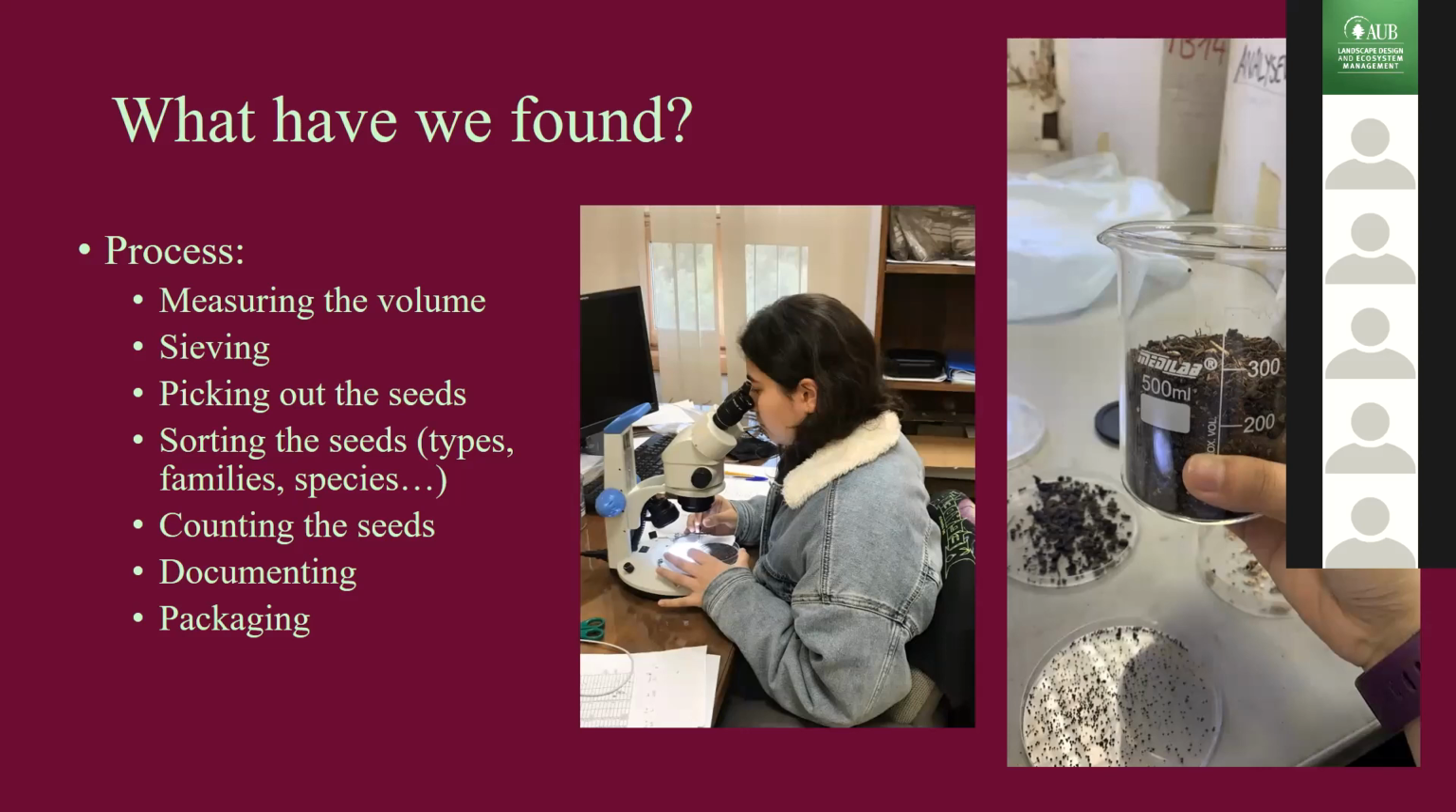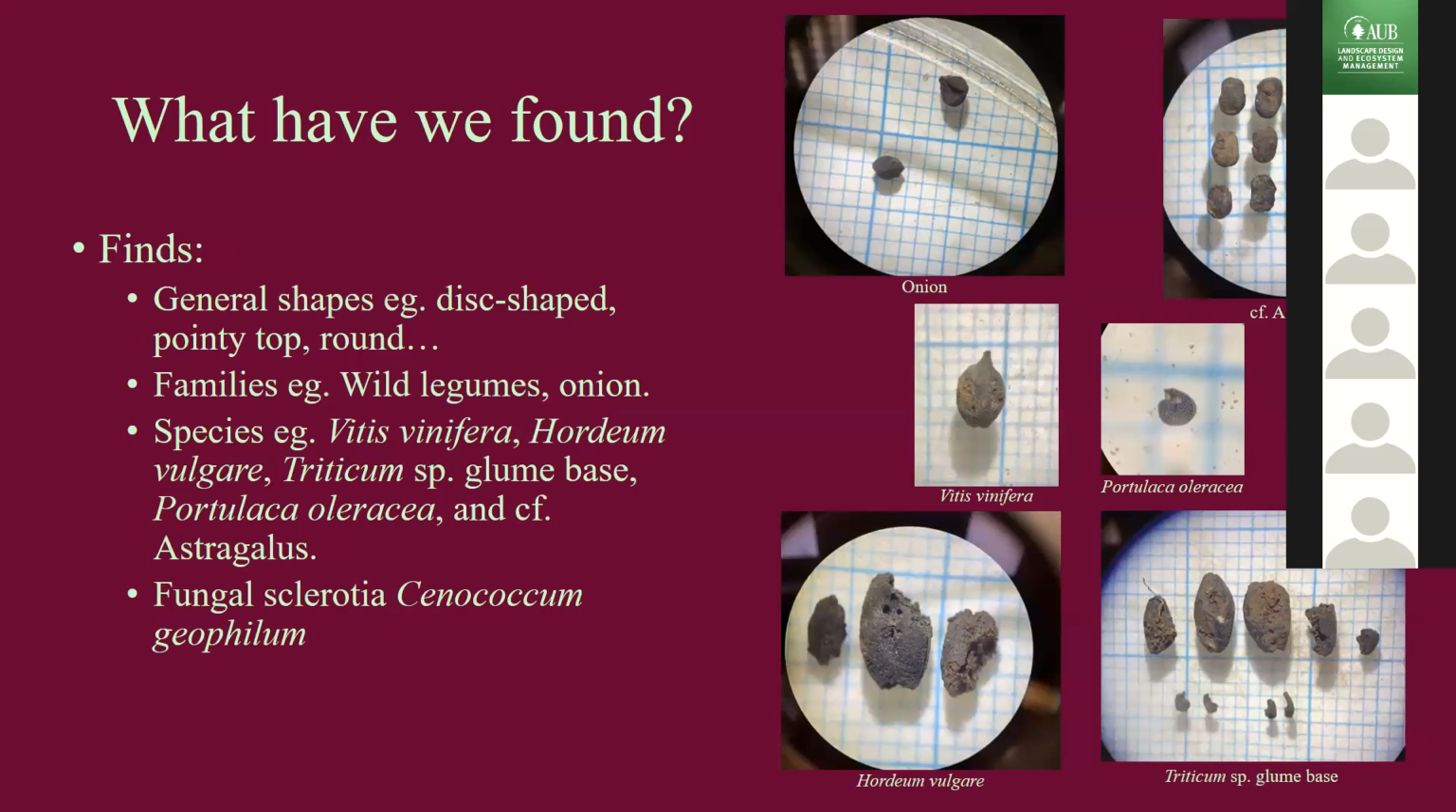Lastly, to complete a float, the seeds are packaged into individual containers with their corresponding labels and put together with the rest of the floats in the same bag. So far, we have done 25 floats from the Middle Bronze Age and 2 from the medieval period. And as previously mentioned, if the seed is not identifiable, it's assigned a group based on its shape.